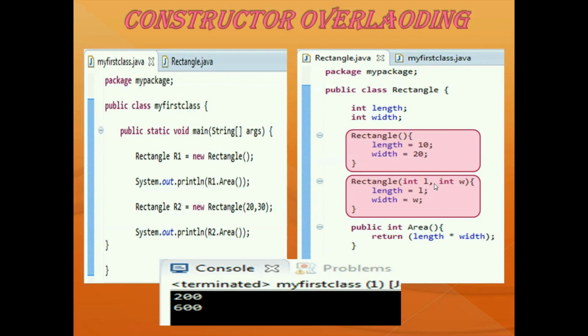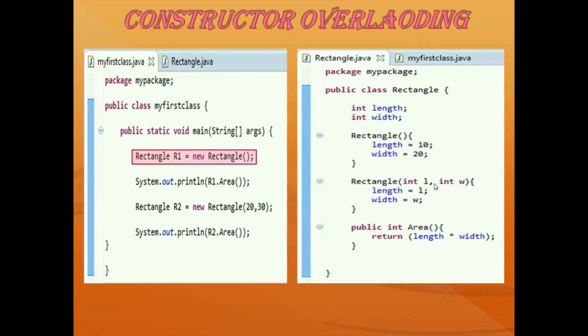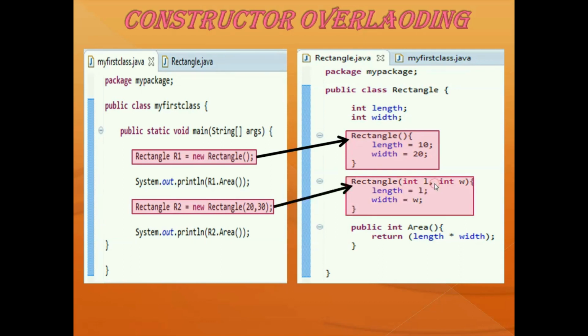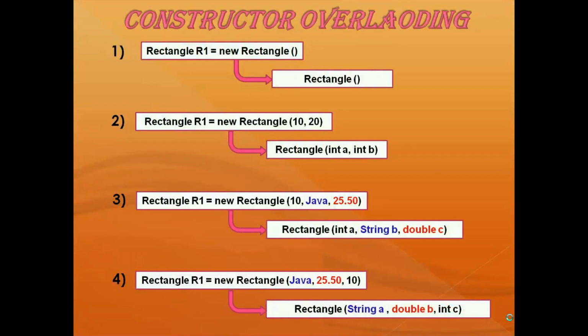Java is intelligent enough to understand which constructor is for which call. Whenever you don't provide any argument, it will go to the default constructor. If you provide two integer arguments, it will go to this constructor because it has two integer type arguments. Please note that Java differentiates which constructor is to be called depending upon the number of parameters and their sequence of data types.